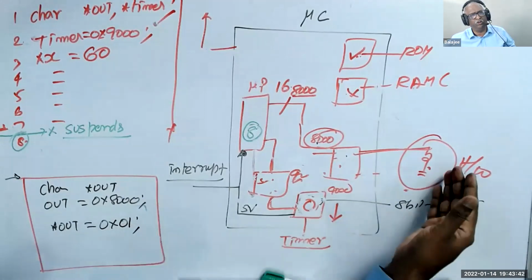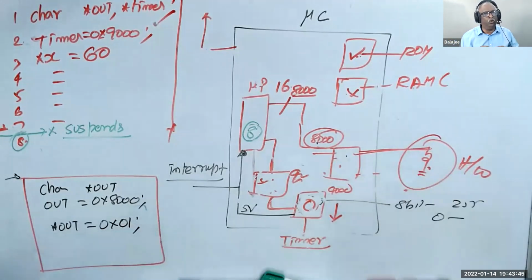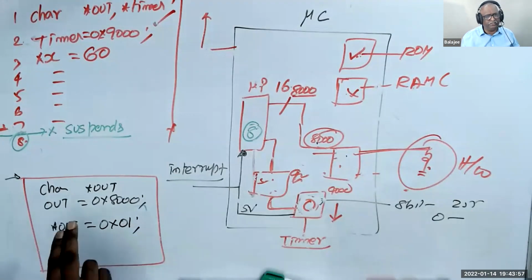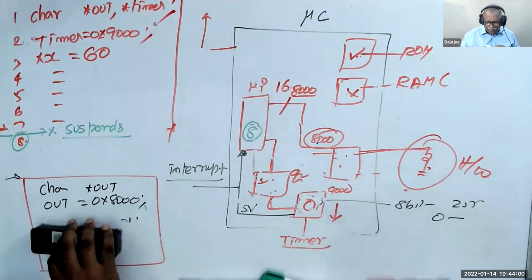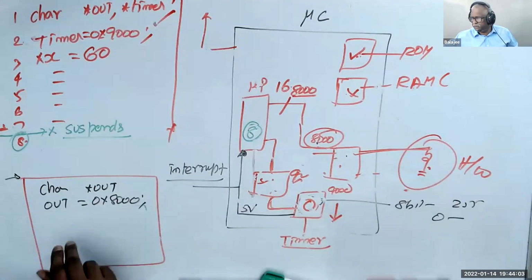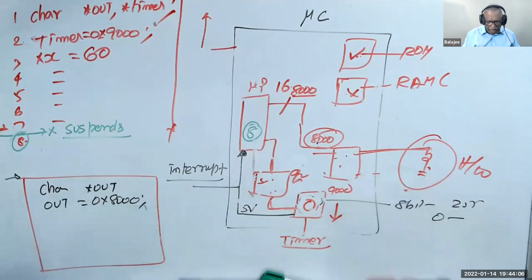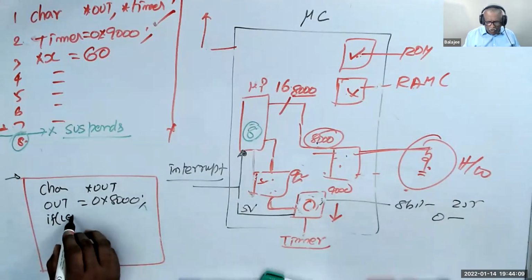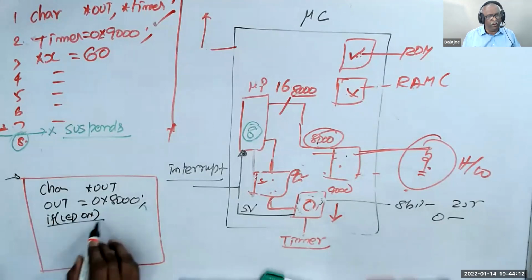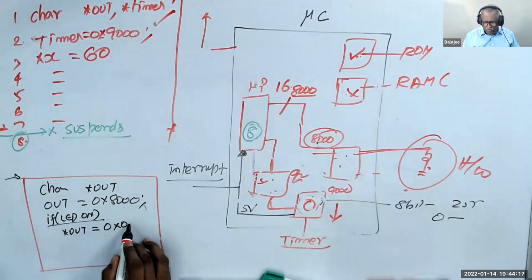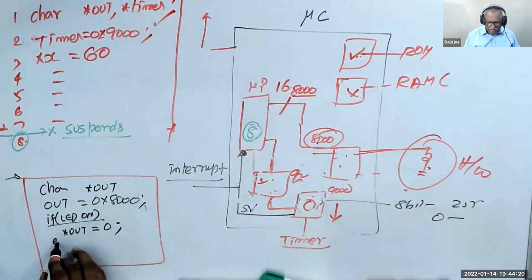But I don't know whether previously it's on or off. How do I do that? How do I know that it is previously on or off? Okay, that's a big problem. Right now it's a small confusion, but we understand that. How do I know whether previously the bulb is on or off? Now we assume that if LED on, which I have to explain to you later. If LED on, then star out equal to 0x000. Else star out is equal to 1.